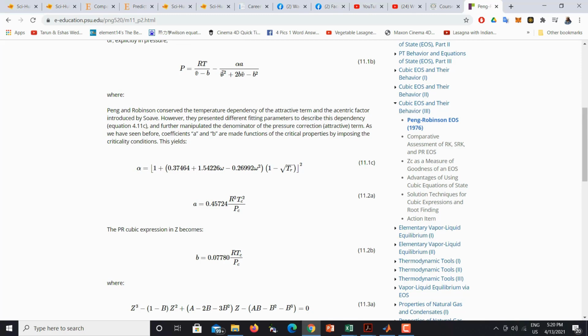sorry, numerator and denominator. Attractive term, as we can see here, the coefficients a and b are made functions of critical properties by imposing critical conditions. Now they're including these two terms, which are a and b. Now they need to find an equation for those components.